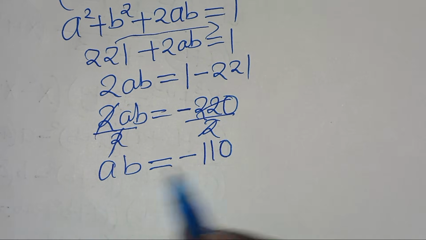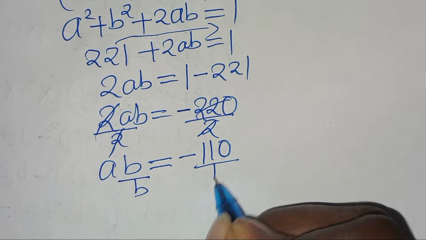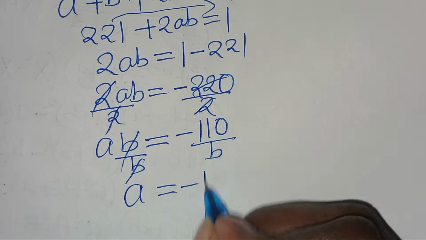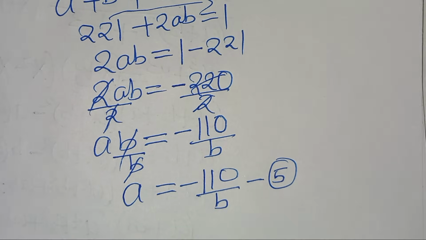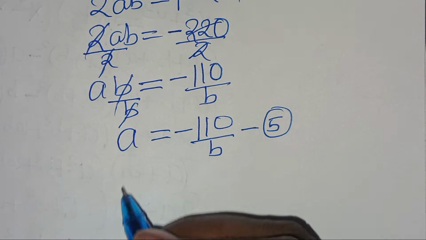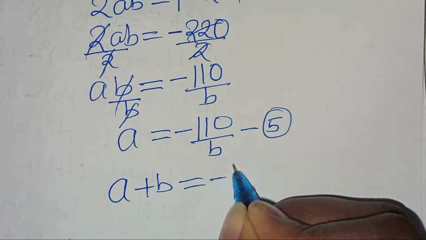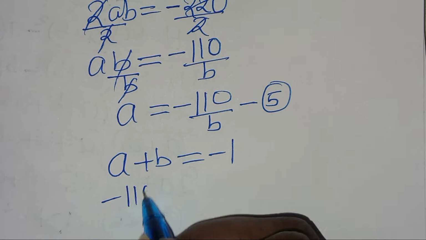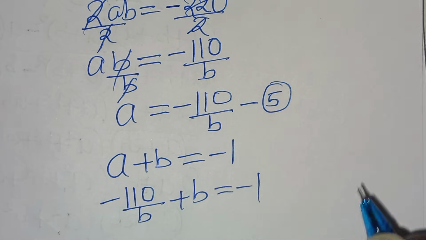So from here, let's make a to be the subject of the formula. So let's divide both sides by b so that now a is equal to minus 110 over b. Let's call this equation 5. Now, let's substitute equation 5 into equation 3. Equation 3 is a plus b. This is equal to minus 1. Substituting a, this means we have minus 110 over b, then plus b. This is equal to minus 1.